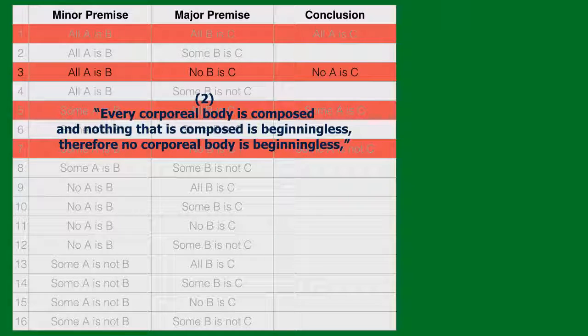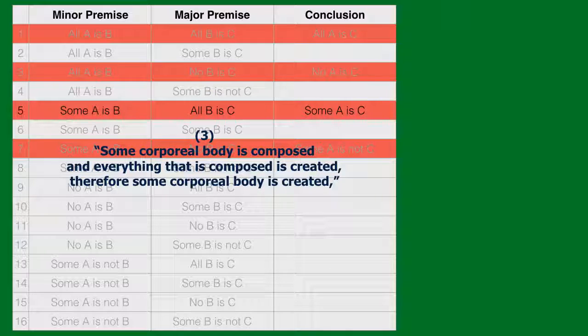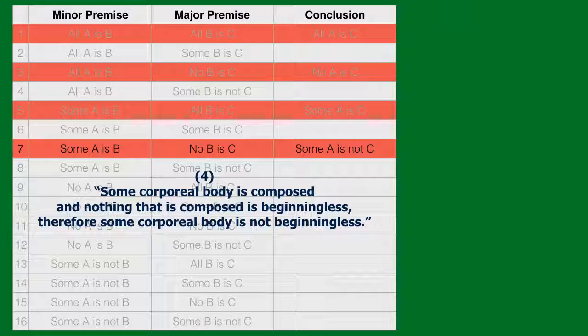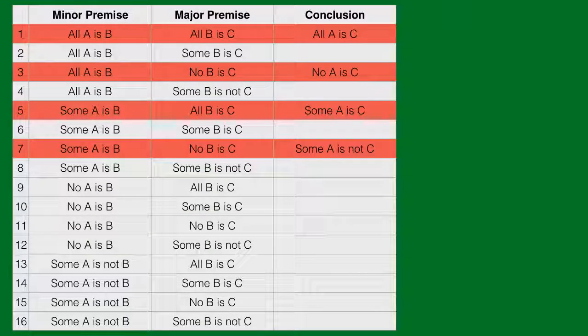So this is the second variation. The third variation is: some corporeal body is composed. Everything that is composed is created. Some A is B, all B is C. This gives the conclusion that some corporeal body is created. Some A is C. And finally, some corporeal body is composed. Nothing that is composed is beginningless. Therefore, some corporeal body is not beginningless. Some A is B, no B is C. The conclusion is some A is not C. So these are the four concluding modes.